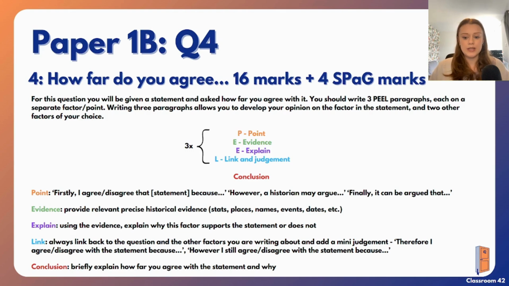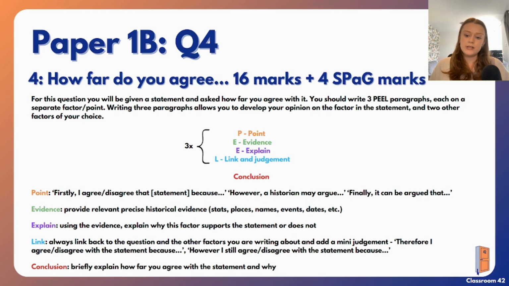Then you need to explain. So using your evidence, you need to explain why the factor supports or does not support the statement. And then you always need to link back to the question. So this gives you a chance to add a mini judgment at the end of each paragraph, just so the examiner knows exactly where your conclusion is headed and exactly what your judgment is.